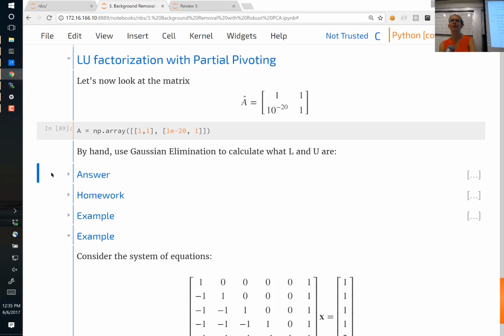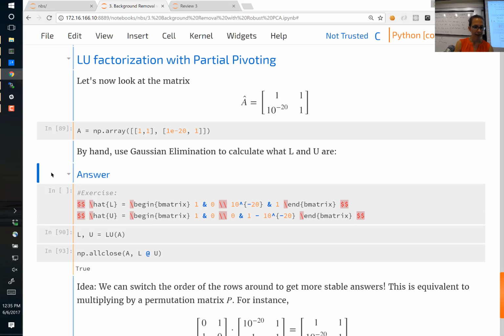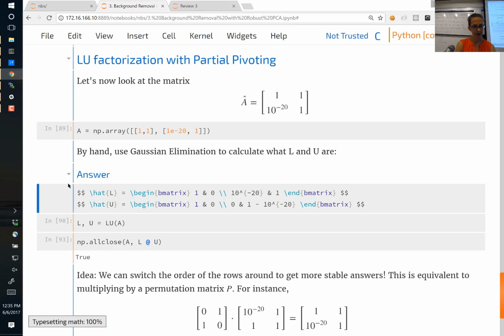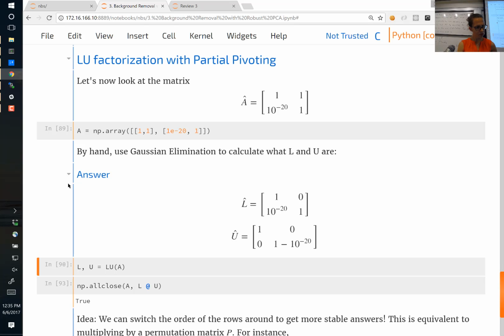Okay, Kelsey? Thank you. L's the same as before. Sorry, I just did the columns wrong. Did I do that wrong? Before it was 10 to the 20th, now it's 10 to the negative 20th. Oh, right, sorry. Yeah, which is subtle.